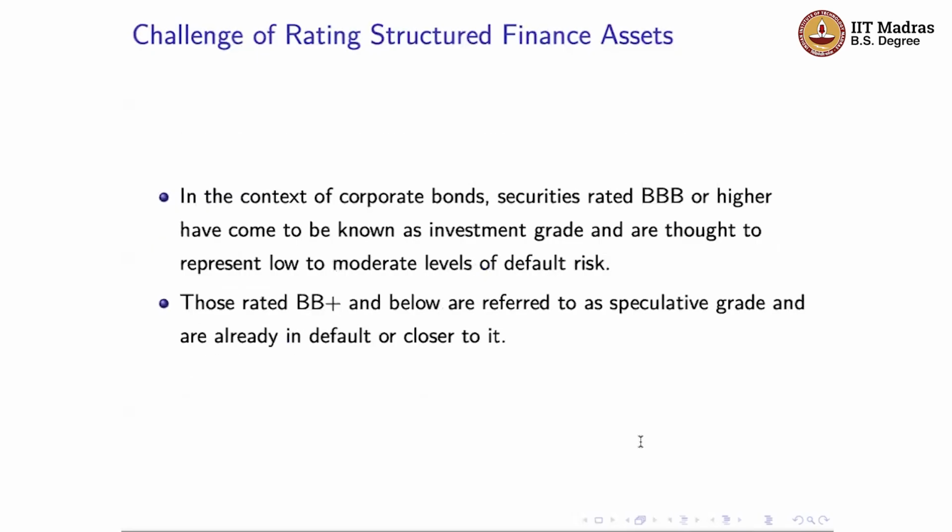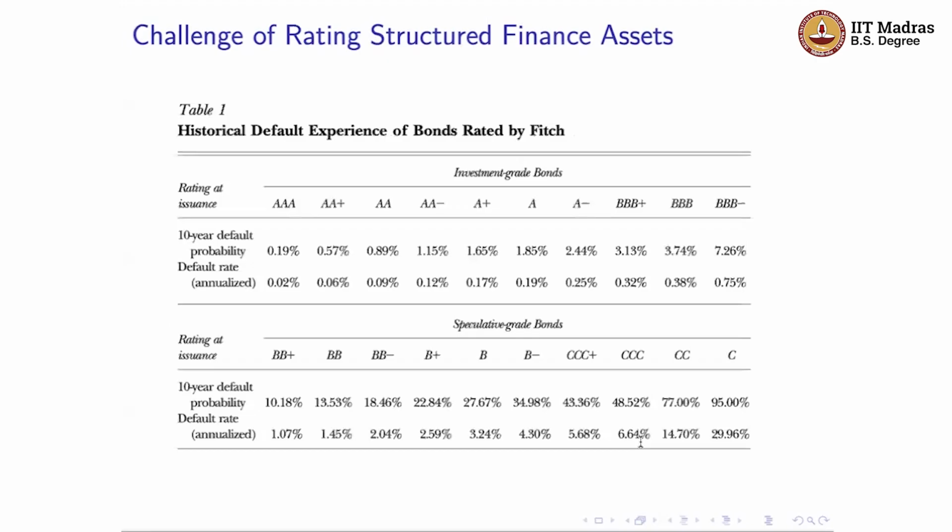Now, there's some natural meaning to the grades that were assigned. Remember that these rating agencies had started out by evaluating corporate bonds. In that case, securities rated triple B or above were known as investment grade and were thought to represent a low to moderate level of default risk, whereas those rated BB plus and below were referred to as speculative grade and were considered to be close to default. So these are just some historical numbers.